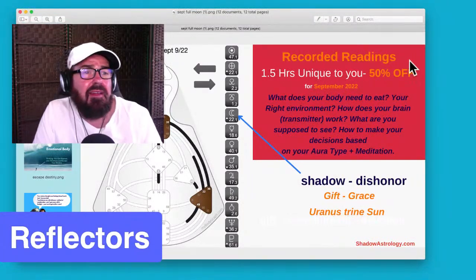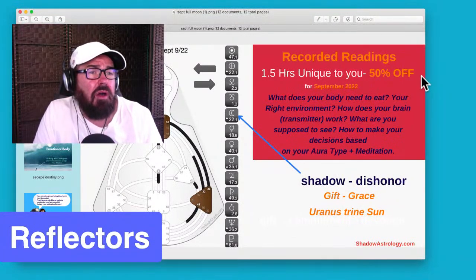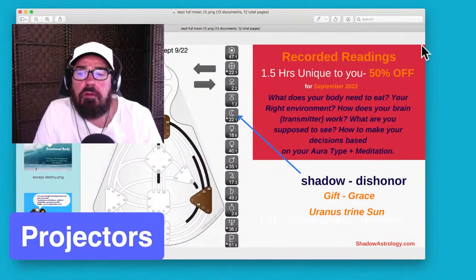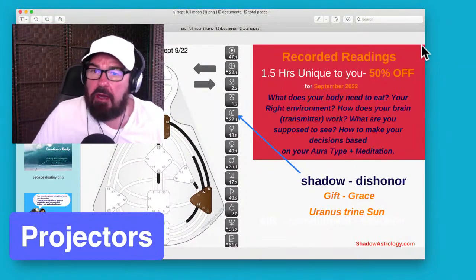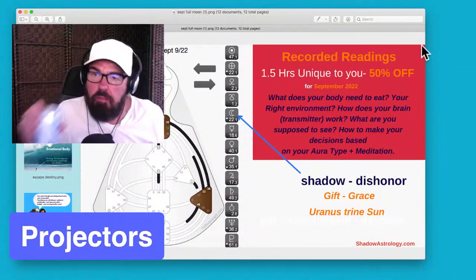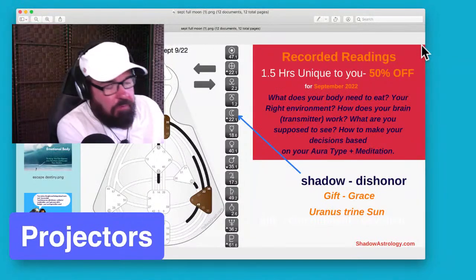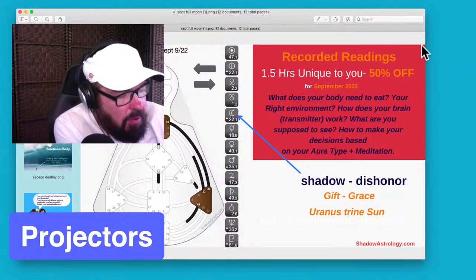Okay. So let's go for the projectors. The projectors, 20% of the world. And I'm a projector, 2-4 emotional projector. 3 parts right.